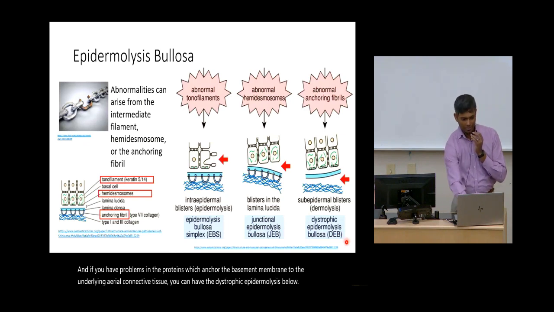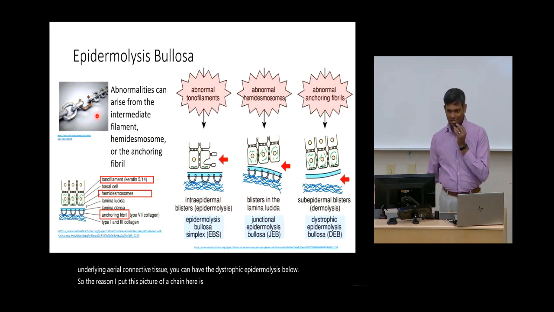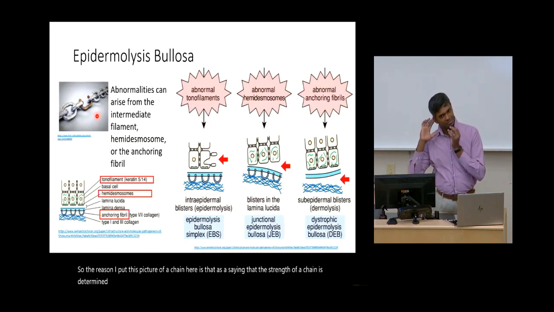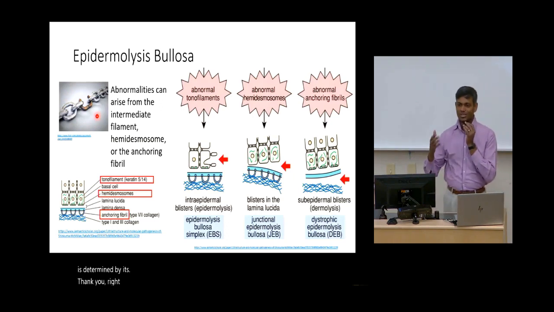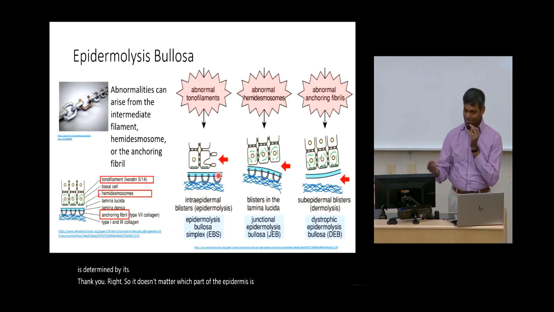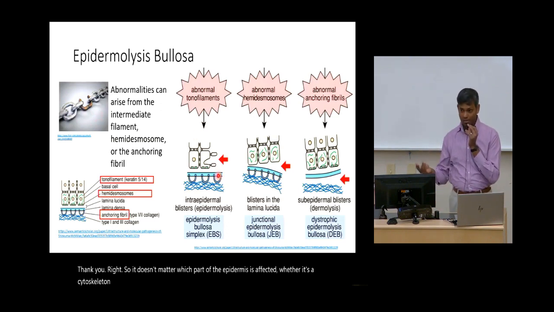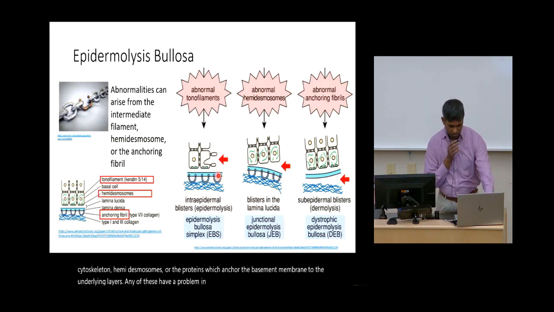So the reason I put this picture of a chain here is that there's a saying that the strength of a chain is determined by its weakest link. So it doesn't matter which part of the epidermis is affected, whether it's the cytoskeleton, hemidesmosomes, or the proteins which anchor the basement membrane to the underlying layers. Any of these have a problem, it can lead to these blisters.